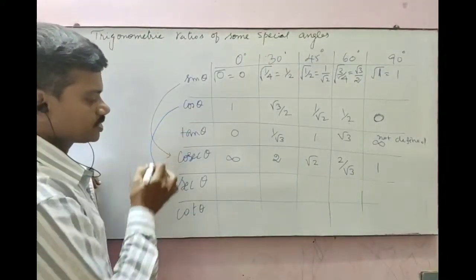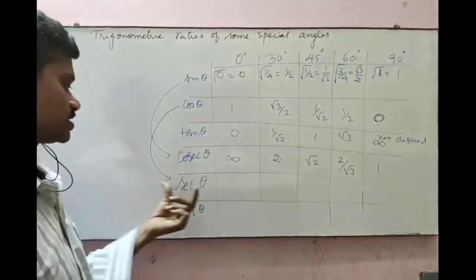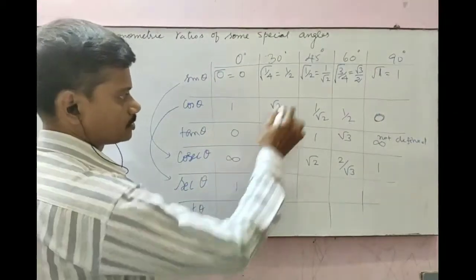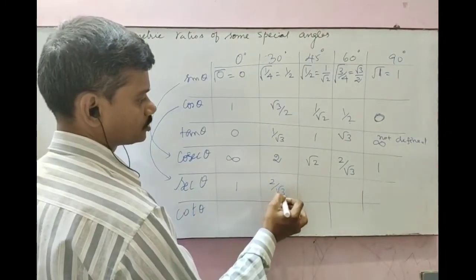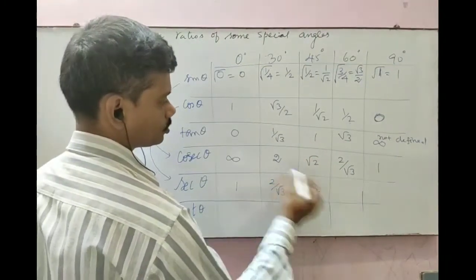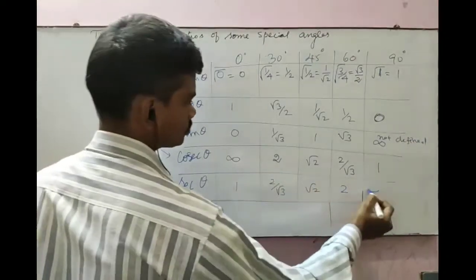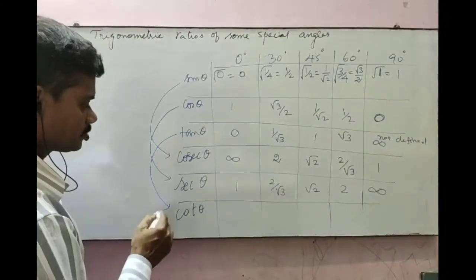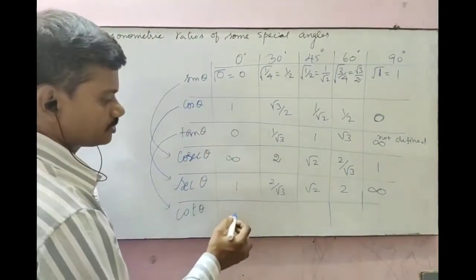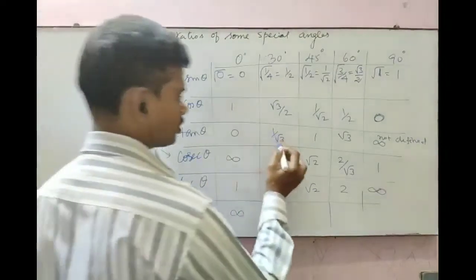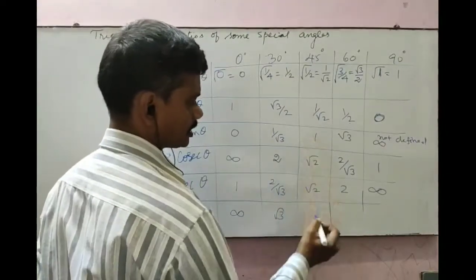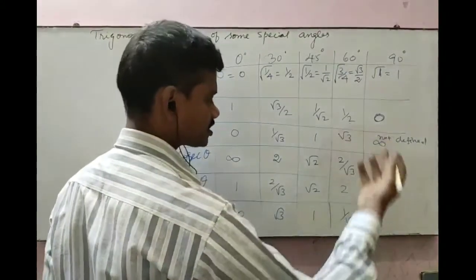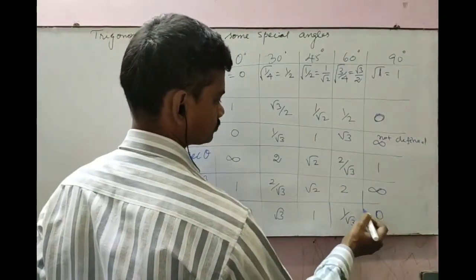Next the cos and its reciprocal, cosecant. Cos's reciprocal is secant. Secant theta is equal to 1. If you take the reciprocal of 1, it is 1. Like that here 2 by root 3. The next one is root 2. Then 2. The next one is infinity or not defined. Cot. Cot is the reciprocal of tan. Tan 0 reciprocal is infinity. 1 by root 3 reciprocal is root 3. 1 reciprocal is 1. Root 3 reciprocal is 1 by root 3. Infinity reciprocal, the answer is 0.